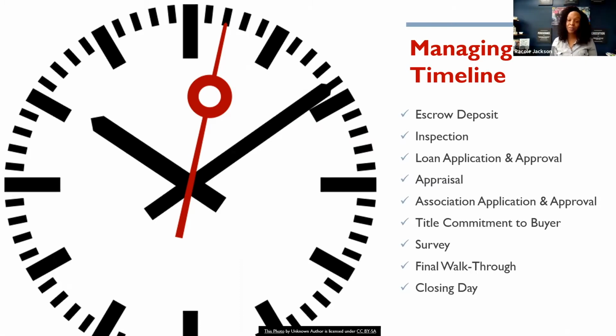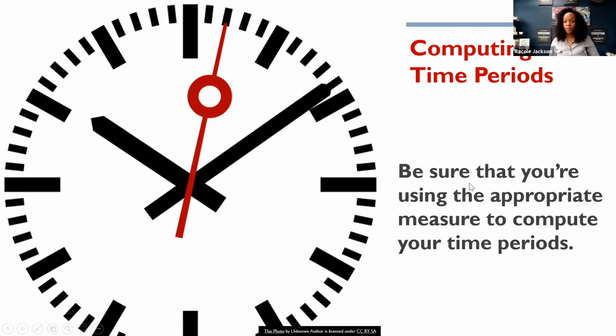And I say very short because generally we're looking at 30 days, but in this market, if you're trying to be aggressive, some contracts are coming in at 21 days. We can make it happen, but you've got a lot of work to do within those 21 days, especially if it's a financed transaction, right? So since a large part of what we're doing in the contract to close process is managing timelines, you want to be sure that you are using the appropriate measure to compute your time periods.